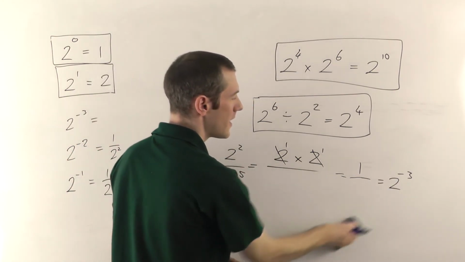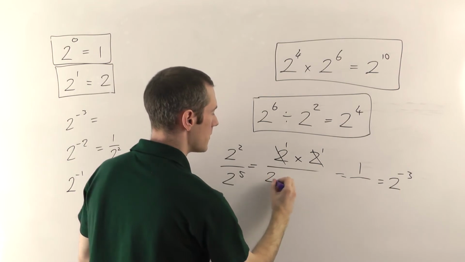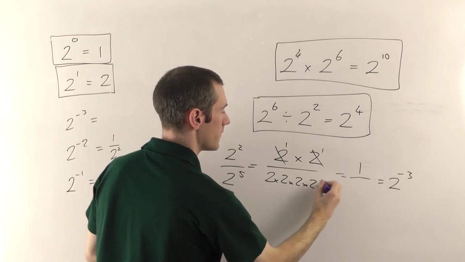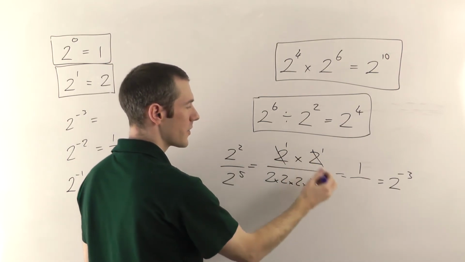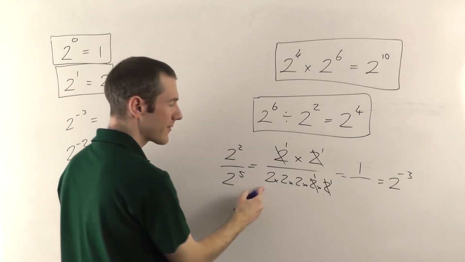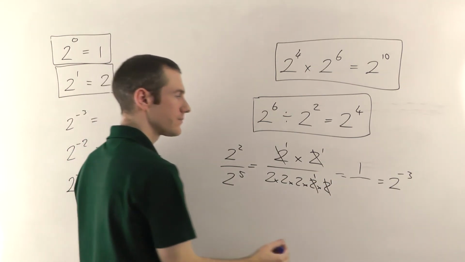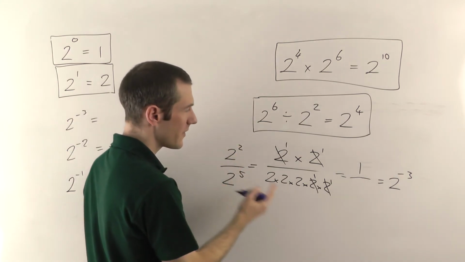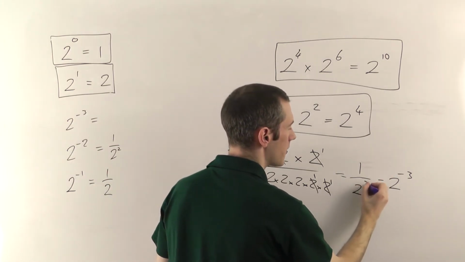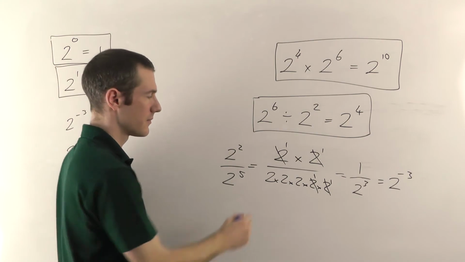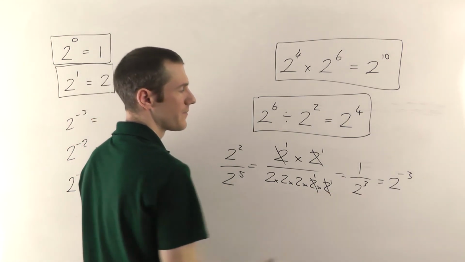That means we're going to have 5 2's on the bottom here. 1, 2, 3, 4, 5. 2 of them cancel with those 2 to become 1s. But then I've got 3 extra 2's left over on the bottom. Yep, 2 minus 5. 3 extra 2's on the bottom. 1, 2, 3. That's 2 cubed.